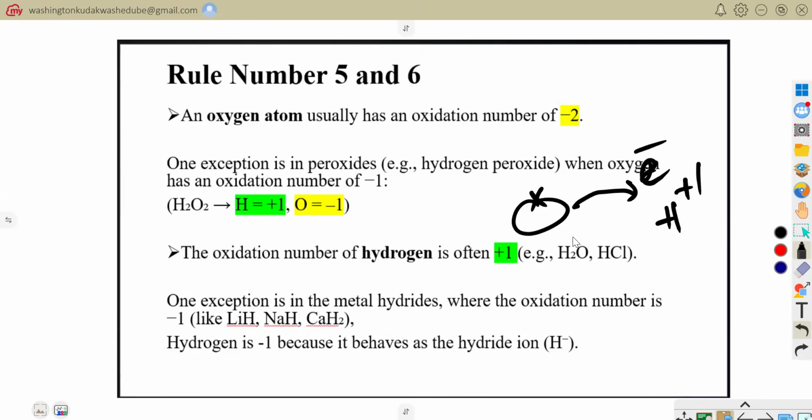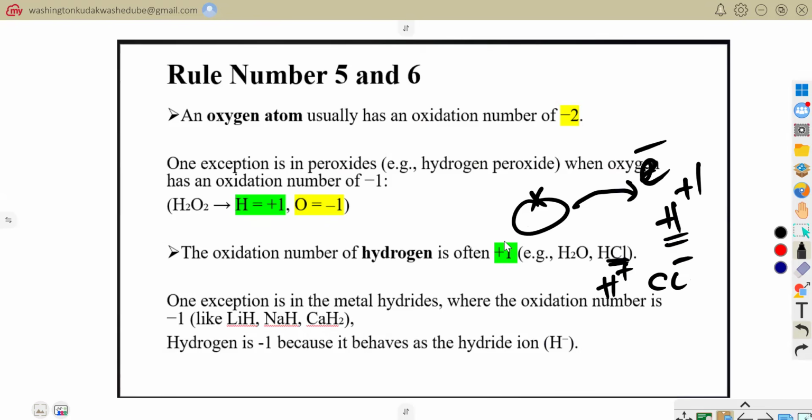So when it bonds with oxygen in water, it will be carrying a charge of +1. Even when it bonds with chlorine here, you would have H plus and Cl minus, because you know that your hydrogen always carries a positive charge, which is just a +1.